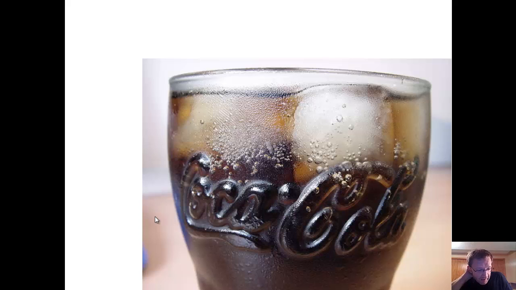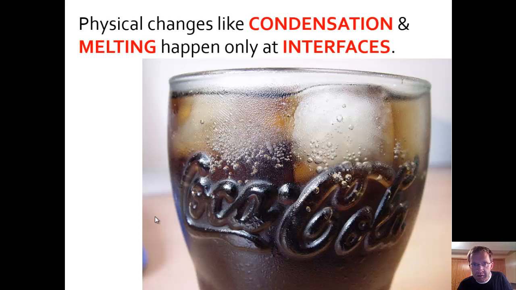And the last one then to show you is this example of a Coke in a glass with ice cubes in it. And I bring this one on because I want to show you that when we talk about changes happening, they're happening at an interface. And so for example here we see two physical changes quite obviously happening. One, the ice cubes are melting, and that happens where the ice cube phase, the solid ice phase, touches the liquid Coke phase.